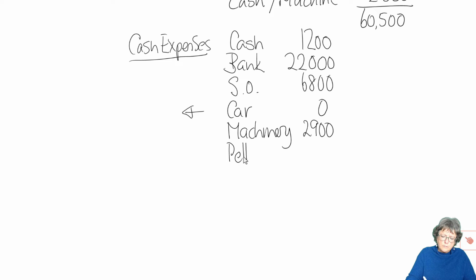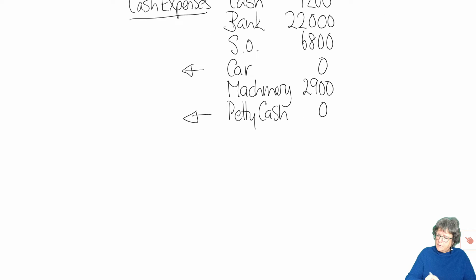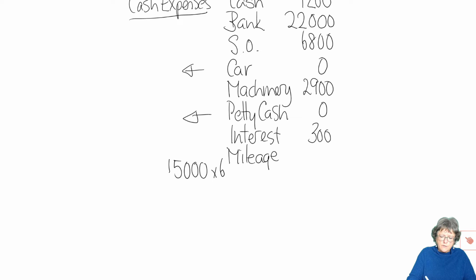Petty cash. We'll look at that in a moment. There's the interest on the bank loan. And the mileage. So we have 15,000 miles times 60% because he only used it there, times 45 pence, which he can claim, which is 4050. Those are all our expenses.